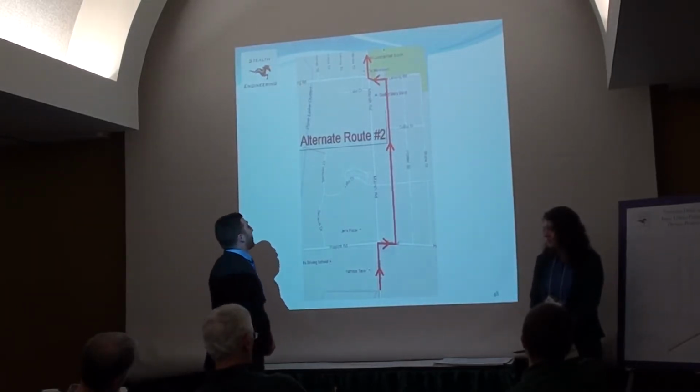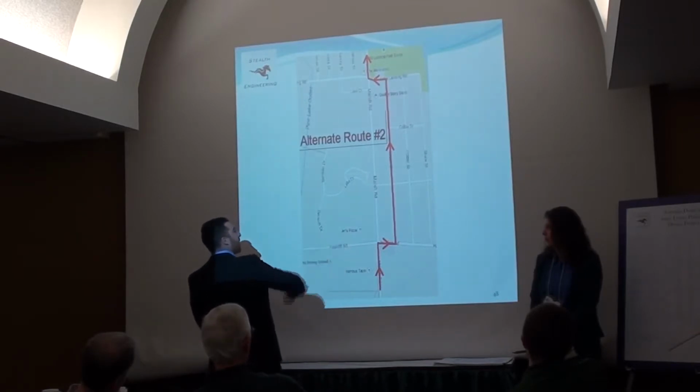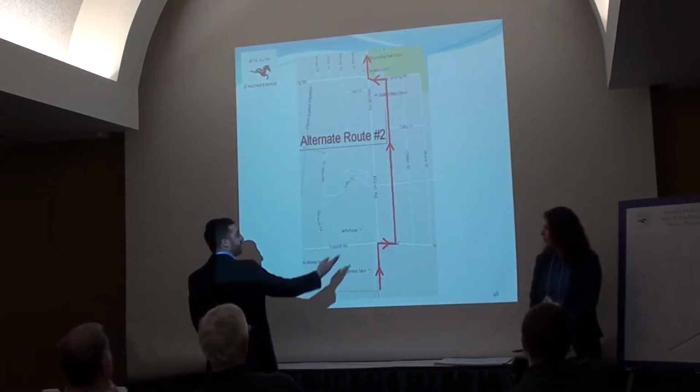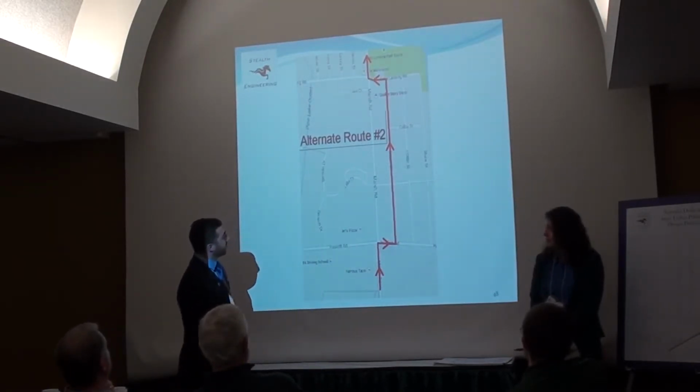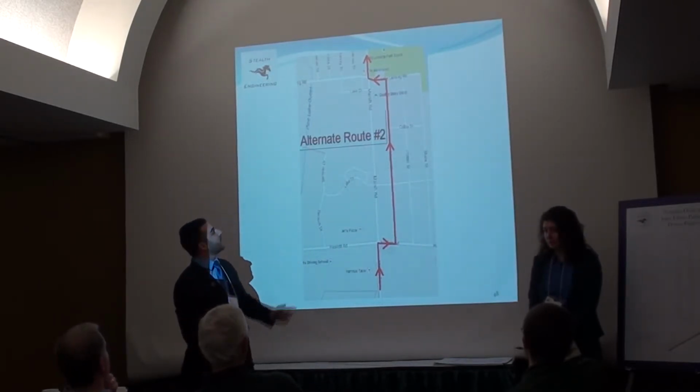And here we have alternate route 2. This will be prior to phase 2, so Edson will be in its current condition. However, we will reroute traffic east on Hazlet Road, north on Edson, and finally back west on Lake Lansing.